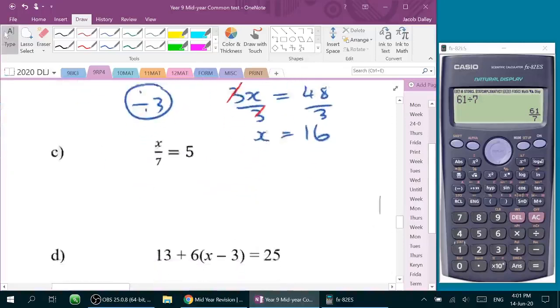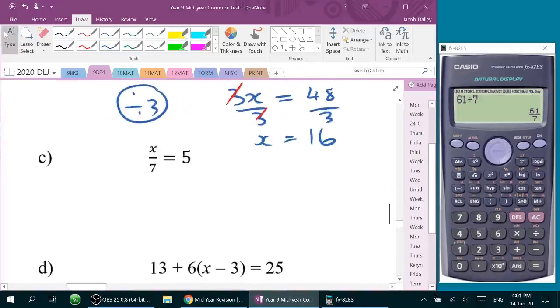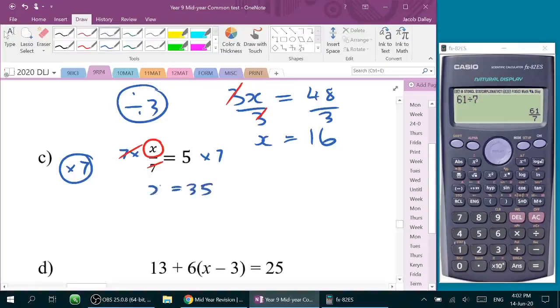This one, x divided by 7 equals 5. So to reverse a divide by 7, we need a multiply by 7. So we've got 7 times 7 there, times 7 there. So that was our working step, multiplying both sides by 7. Those 7's will cancel and leave us just with x on that side, and on the right side we have 5 times 7, which is 35. X equals 35.